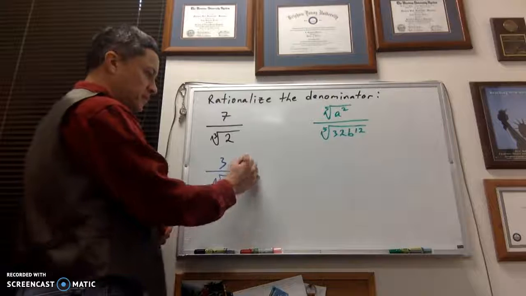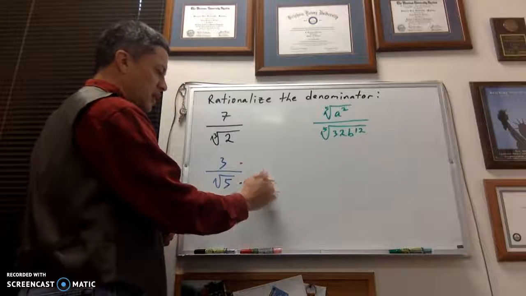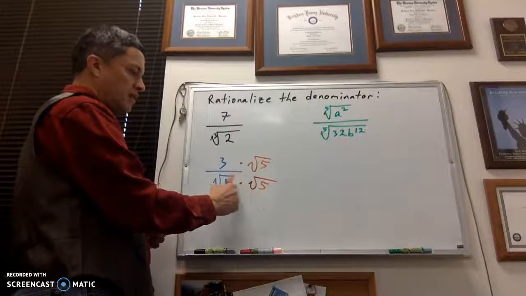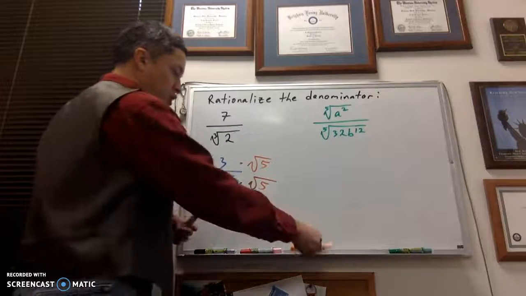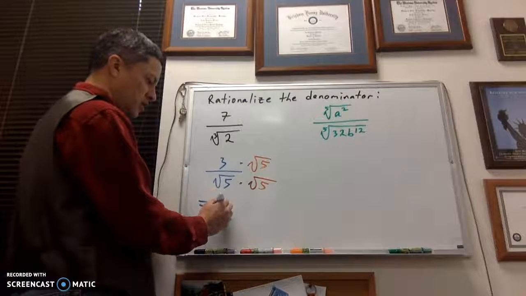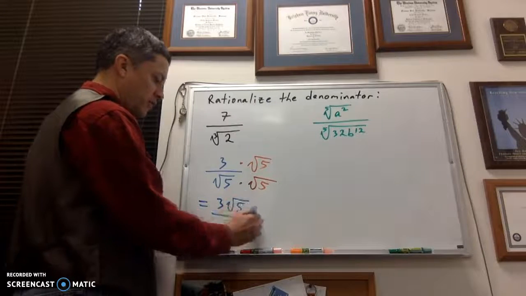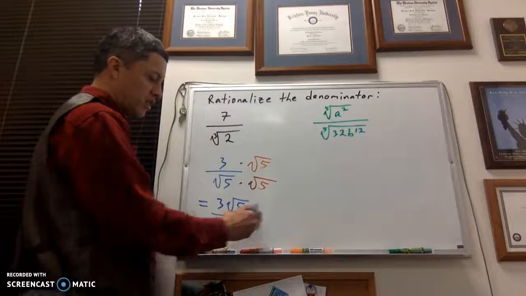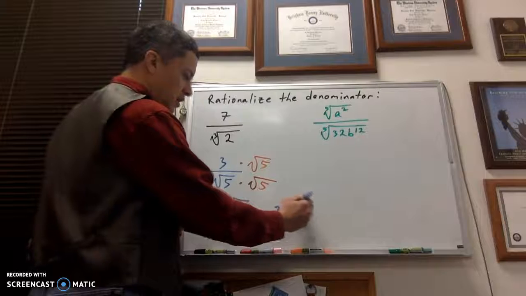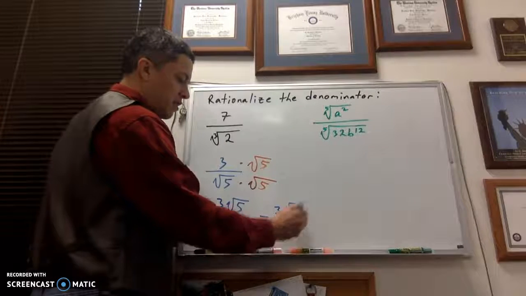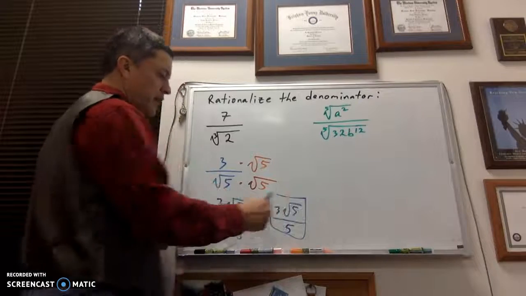Okay? So in this case, if I multiply top and bottom by the square root of 5, I'm going to end up with a square root of 25 in that denominator, right? So in the numerator, I've got 3 root 5 over the square root of 25. See how I created a perfect square in the denominator? That then becomes 3 root 5 over 5. And that problem's done.